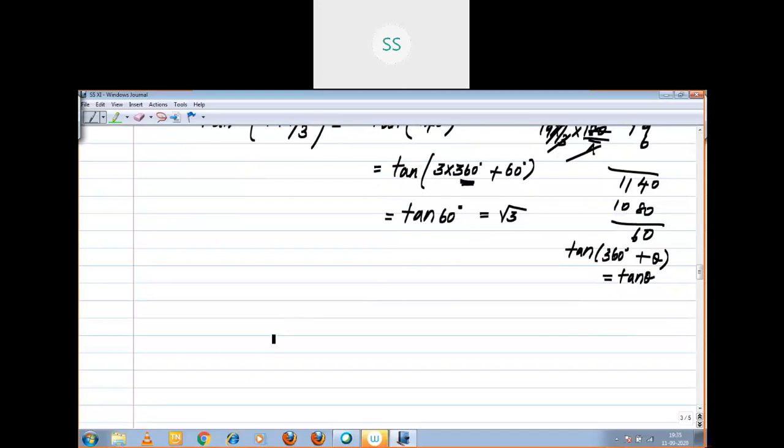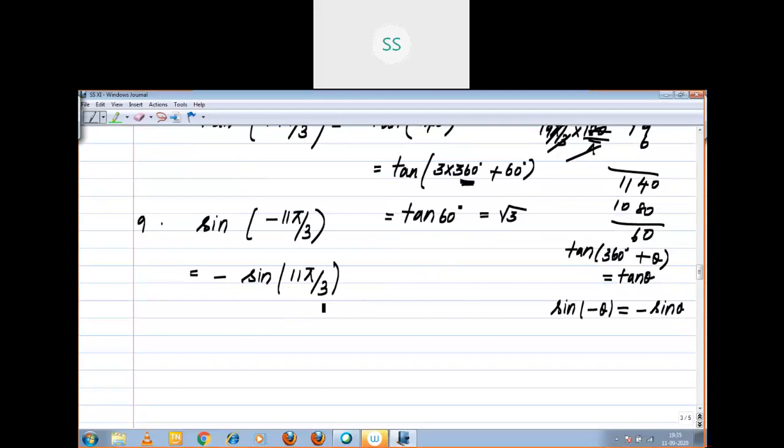Now, question number 9. Sine of minus 11 pi by 3. Here also what you can get? Sine of minus theta equal to minus sine theta. Right? Minus sine 11 pi by 3.